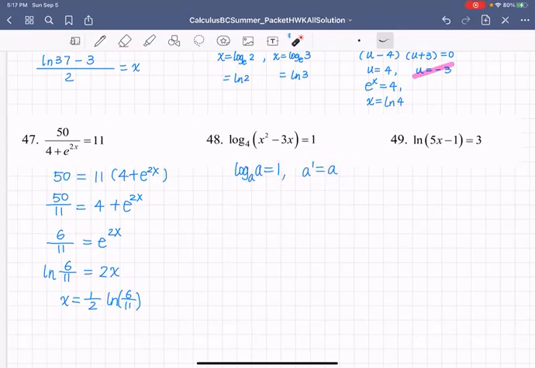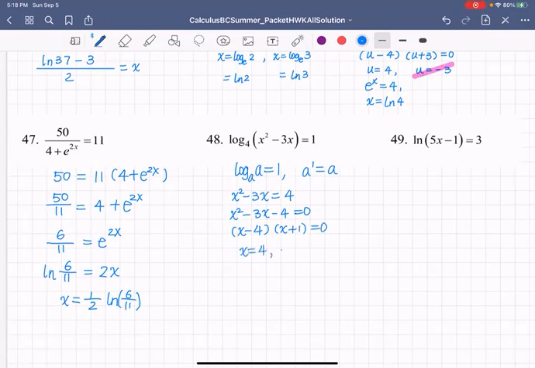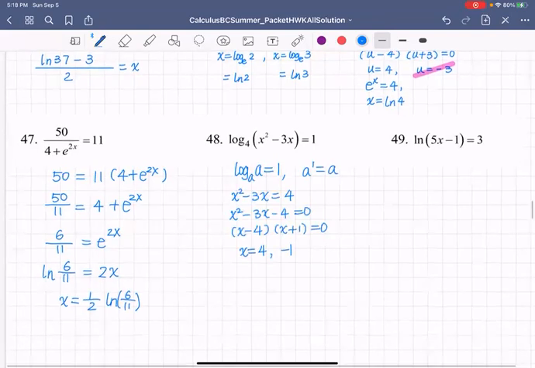x squared minus 3x equals 4. So that's x squared minus 3x minus 4 equals 0. So then it's (x minus 4)(x plus 1). So x equals 4 and negative 1. I mean, you have to check it. Yes, you need to make sure this is positive. Go ahead.